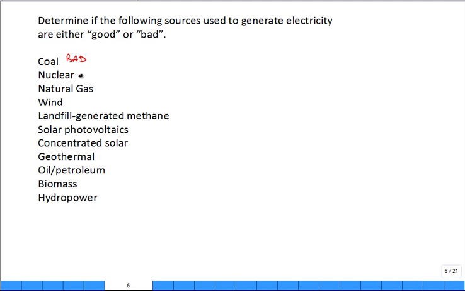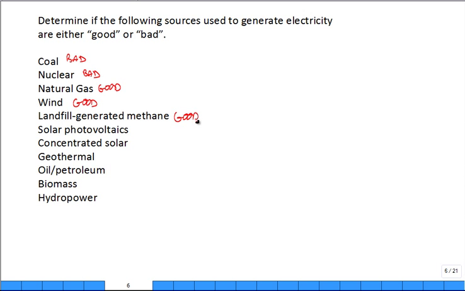Bad. Nuclear, good or bad? It's bad. Natural gas. It's good. I mean, really, you brag about it, but it's a game of competing, I don't know, PR departments, right? So bad coal, bad natural gas, but anyway. Wind. It's got the good feeling. Okay, land-generated methane. No, it's good.